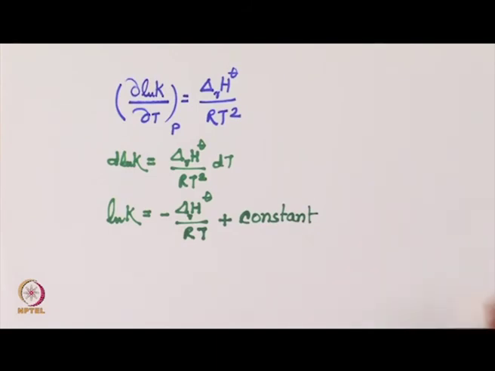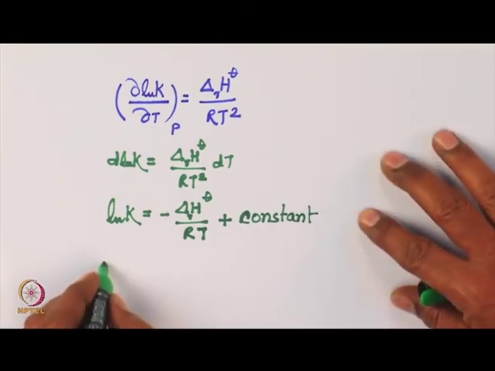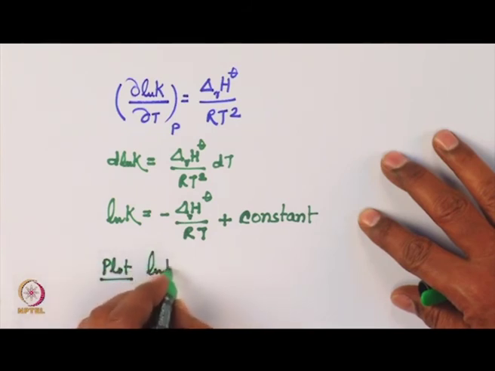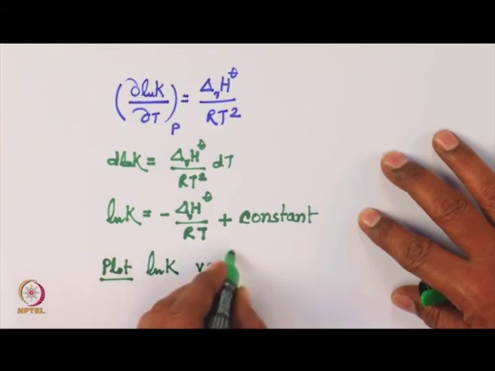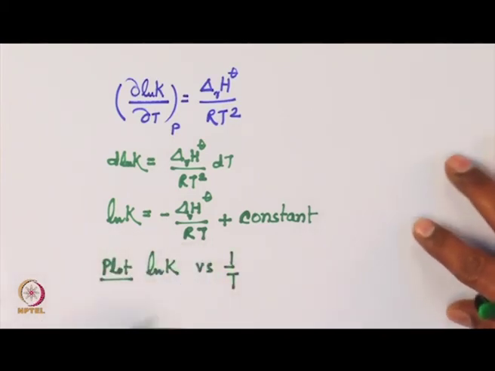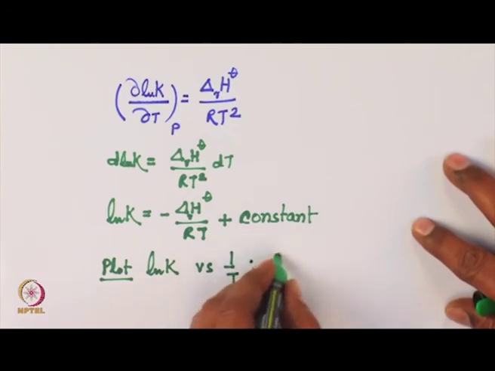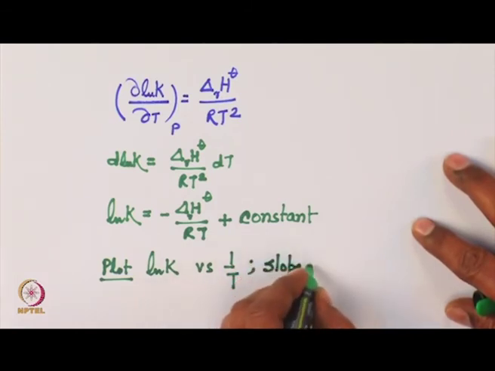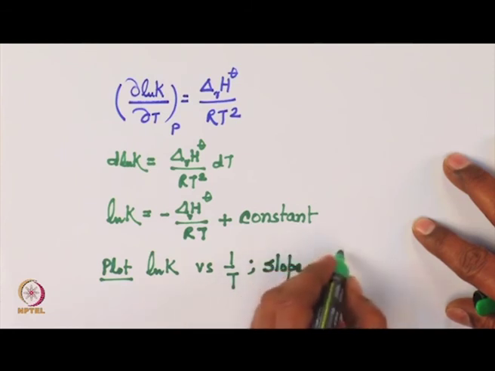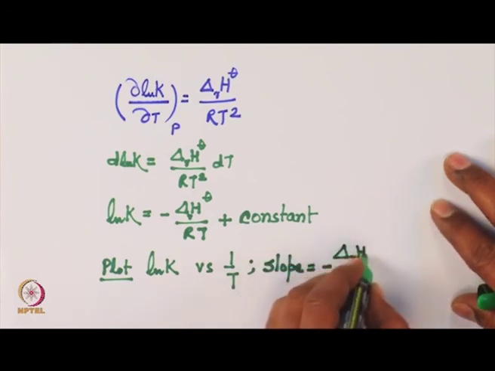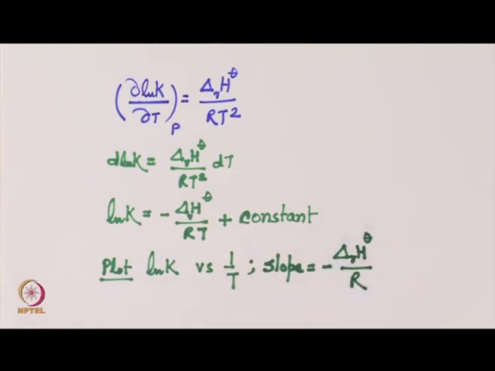So what we need to do is plot log K versus 1 by T. Once you plot log K versus 1 by T, then the slope will be equal to minus delta rH naught by R. This is what you are going to get.